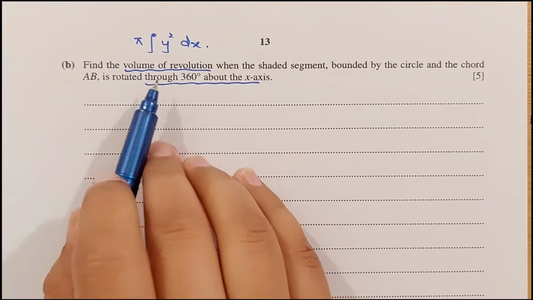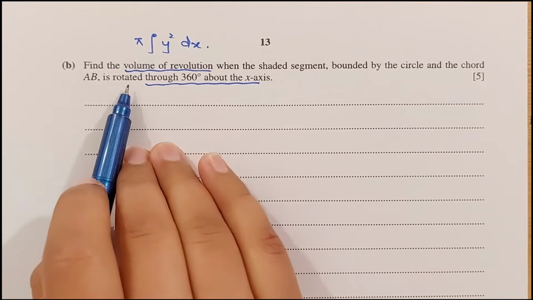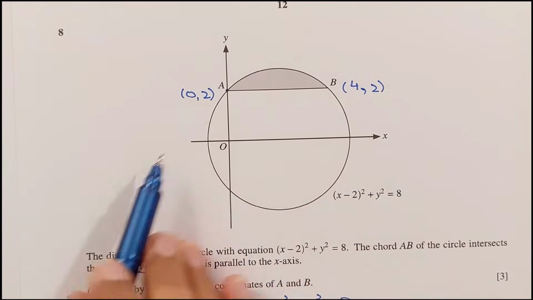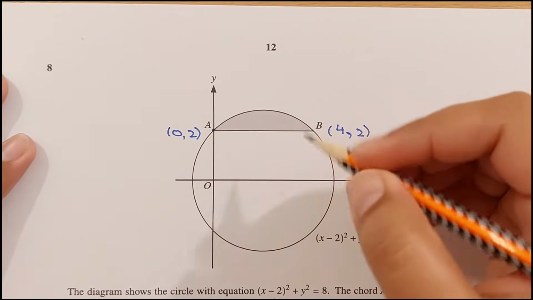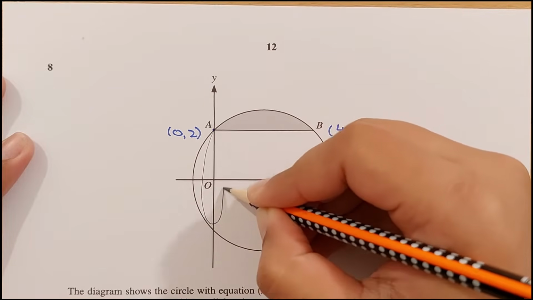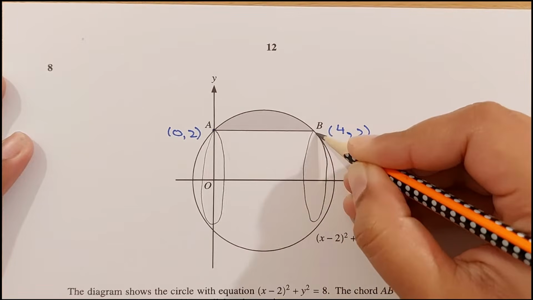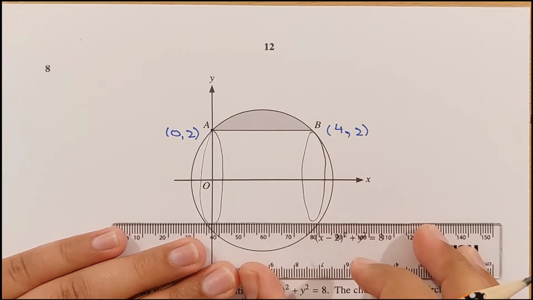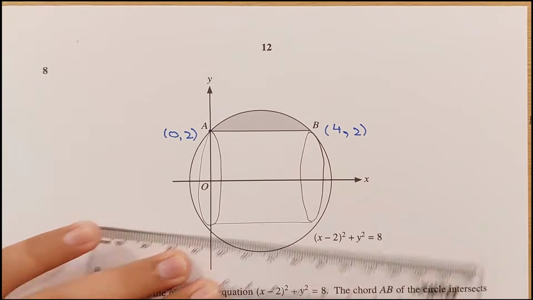But the question is, we have to find the volume of revolution when this shaded segment, which is bounded by the circle and the chord, is rotated 360 degrees. So basically when we rotate the circle 360 degrees, we will get a cylinder, about the point A and the point B. And let's say this is the height of the cylinder.